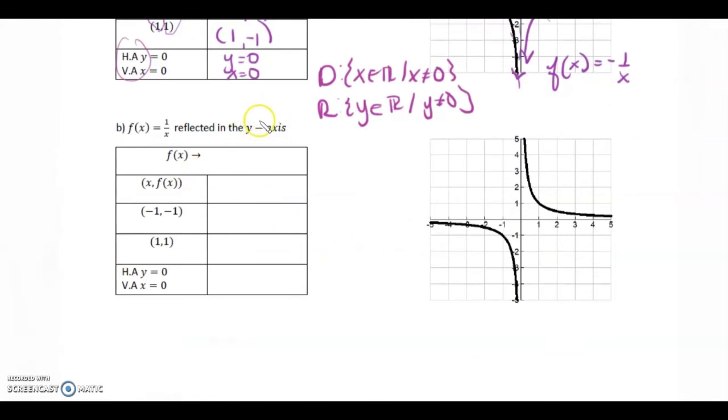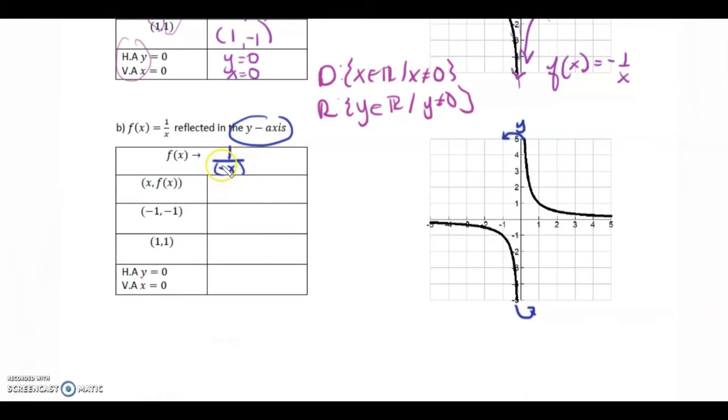Okay, now if this is reflected in the y-axis, so the y-axis is here, meaning this part of the curve is going to reflect here. Remember, this is one graph. Even though it's discontinuous, you have to pick up your pencil, you have to draw two separate curves, it's still representing 1 over x. So we can write it as 1 over negative x.